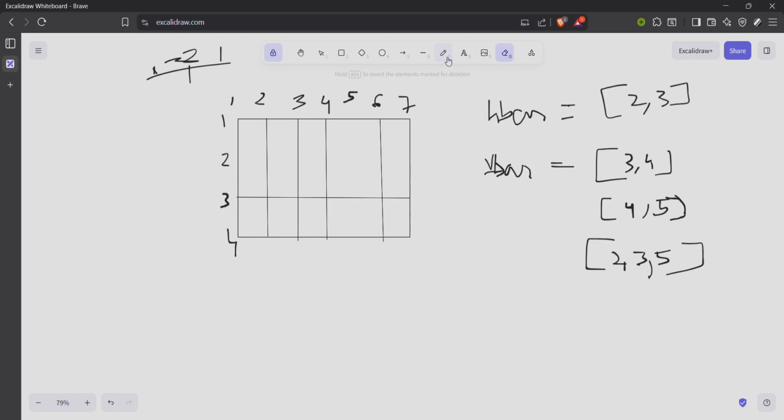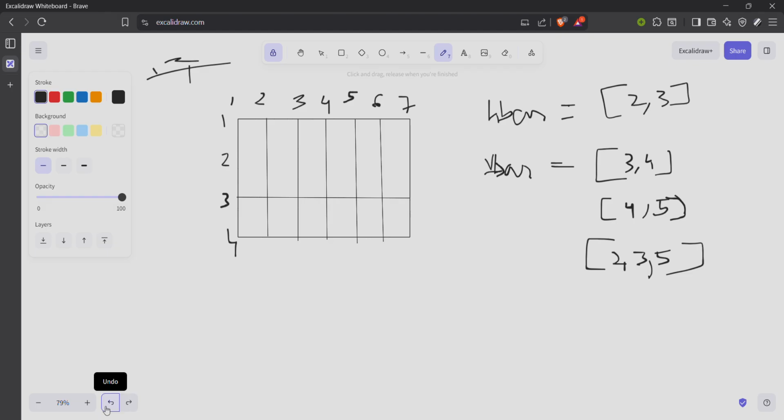Now, let me redo all of this. Let's take another example. We have 2 and 3. Let's try removing 2 and 3 both.